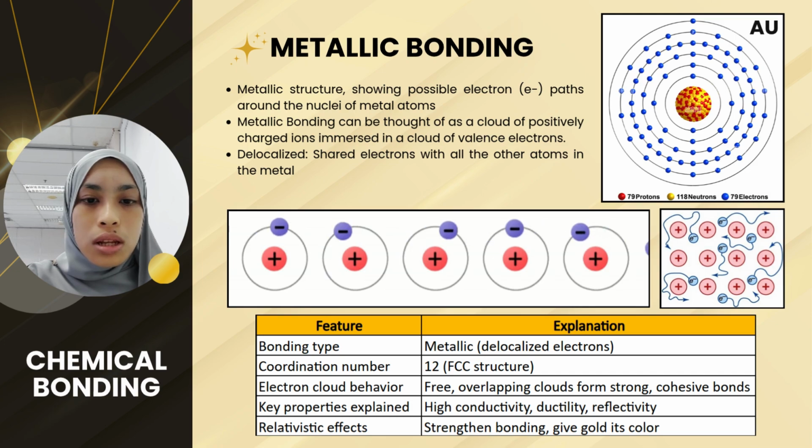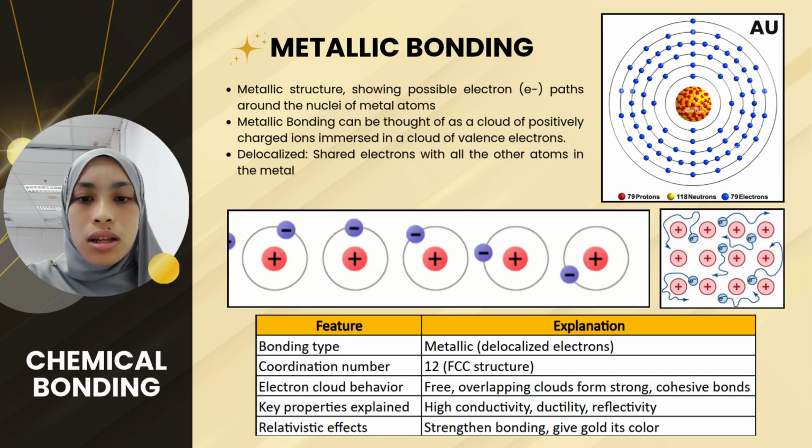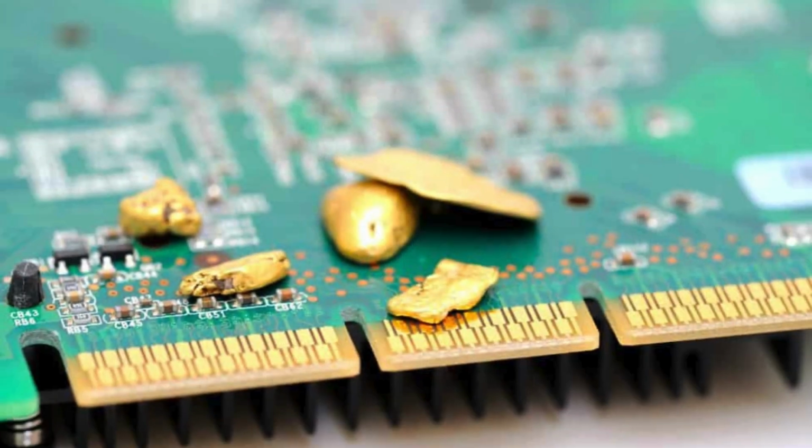Thus, gold's unique metallic bonding, FCC structure, and relativistic effects all contribute to its remarkable strength, conductivity, malleability, and appearance. And that's what makes gold not just beautiful, but also incredibly useful in electronics, jewelry, and technology.